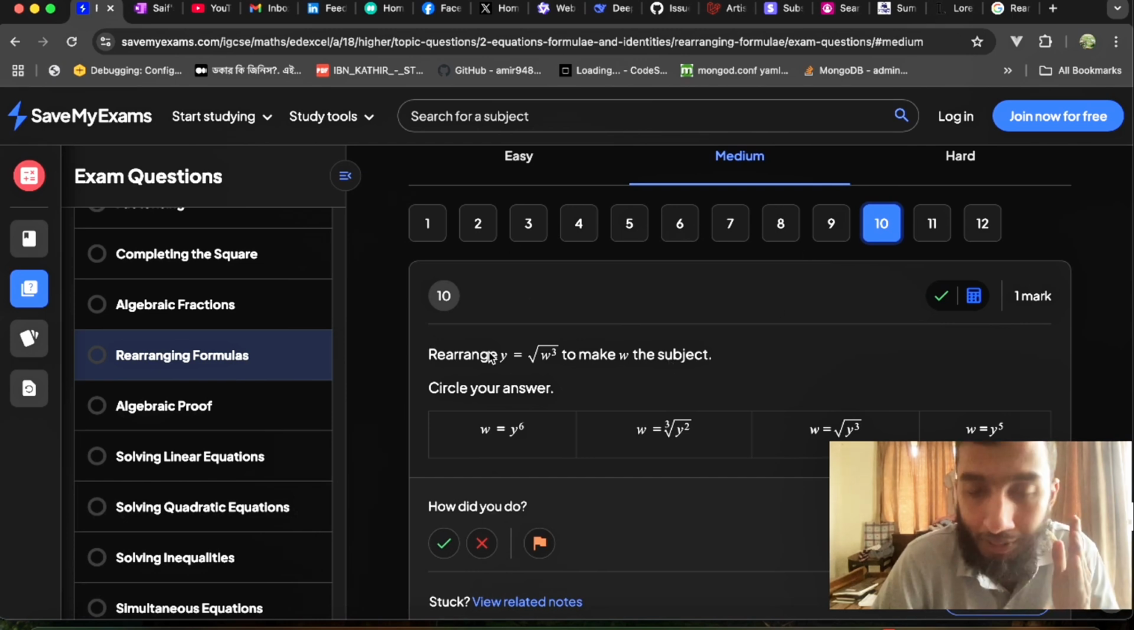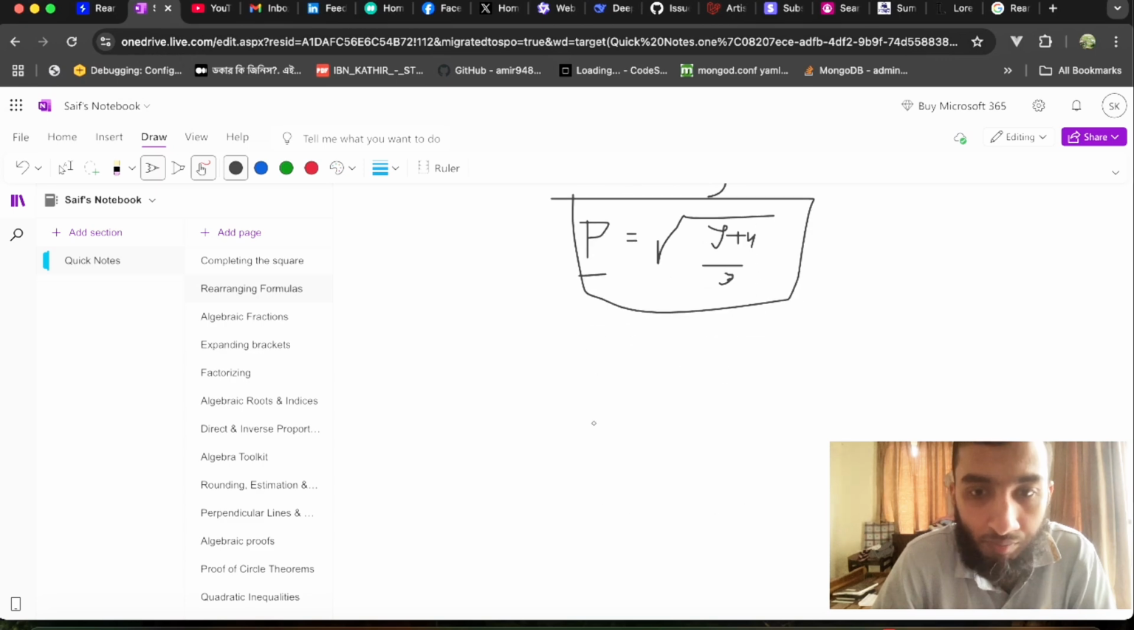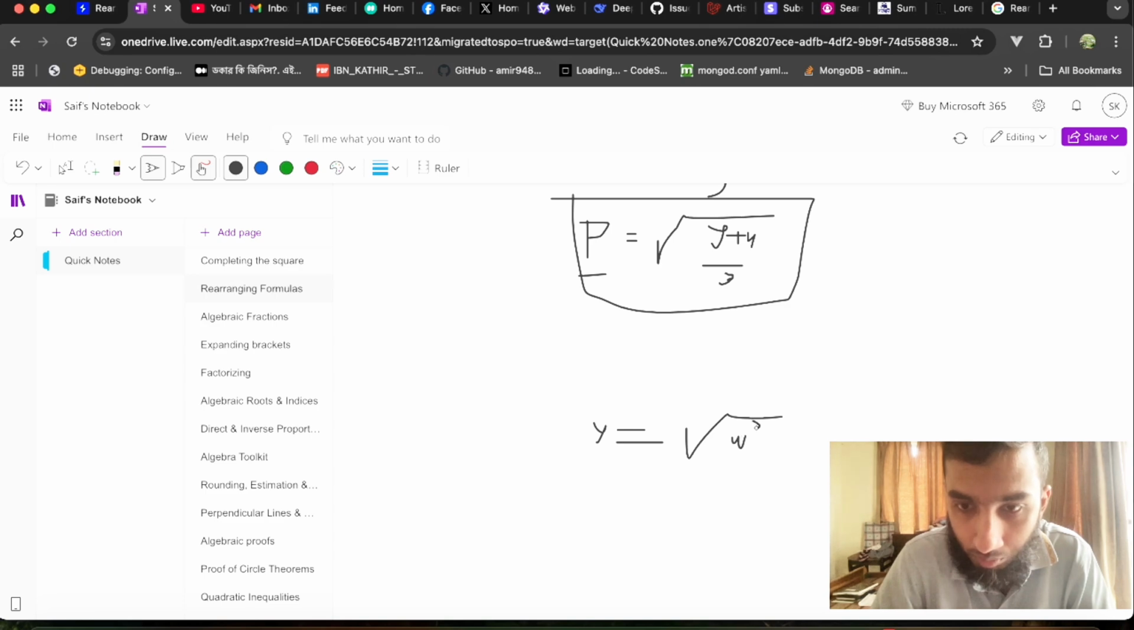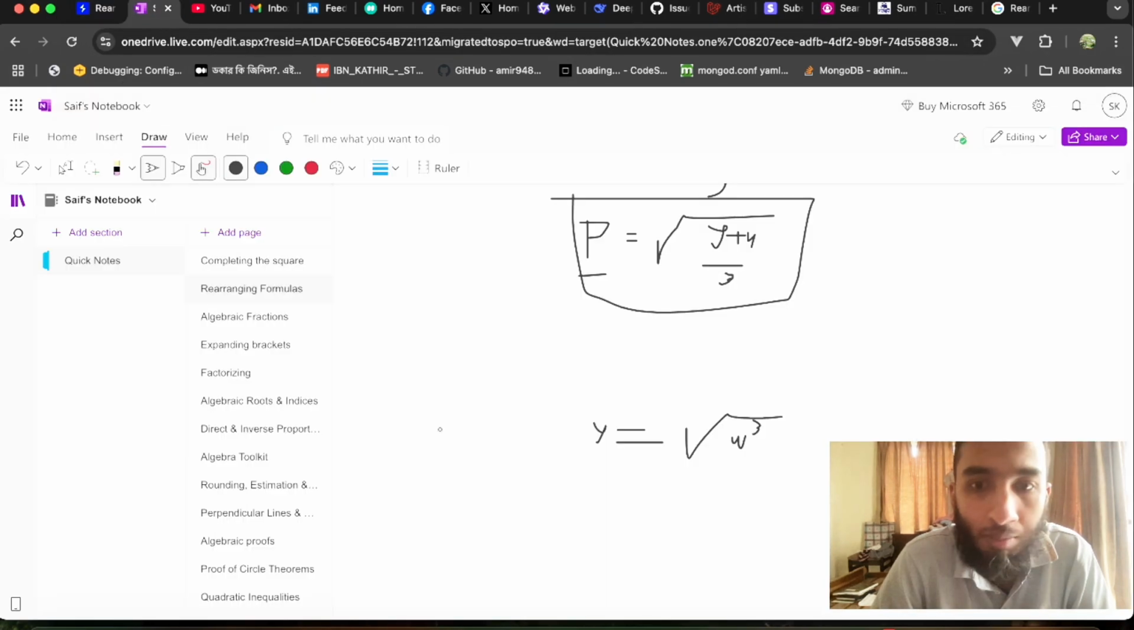So I'll focus on problem number 10 and let's read the problem 10. So you have to rearrange y equals root w cube to make w the subject. It's basically an MCQ, like you have to circle the answer. So the equation given is y equals root w cube. So you have to rearrange this to make w the subject. Right now y is the subject, you have to rearrange to make w the subject.